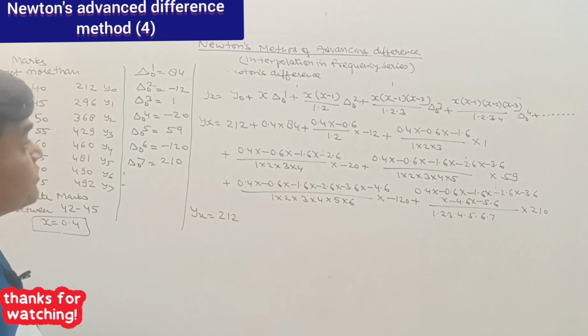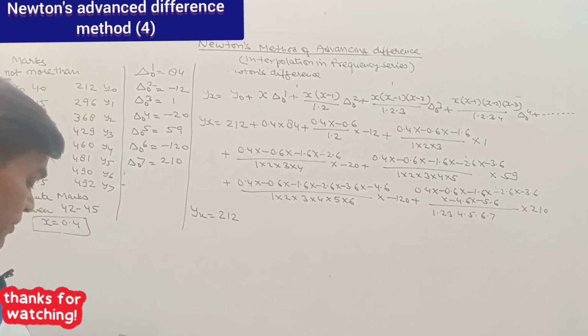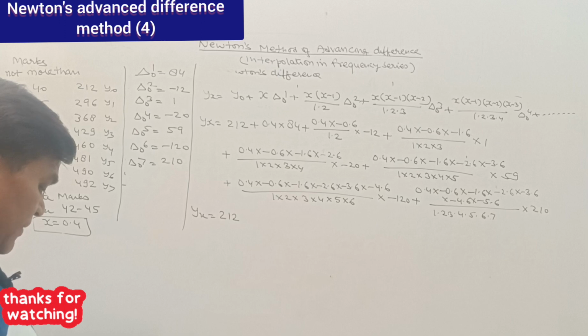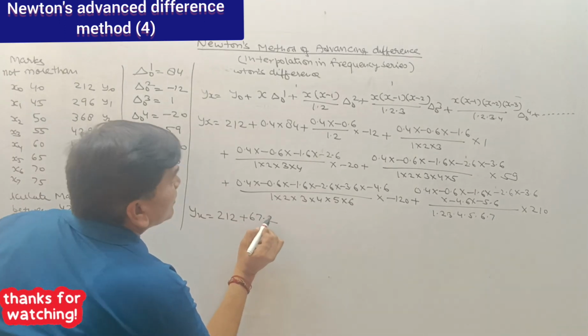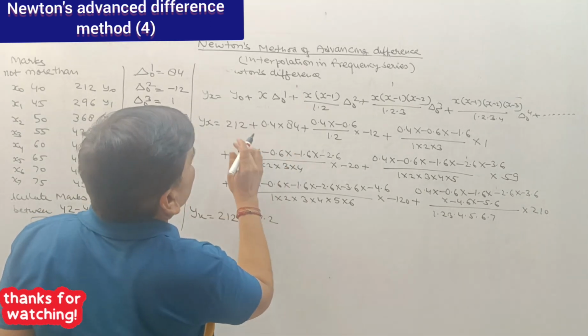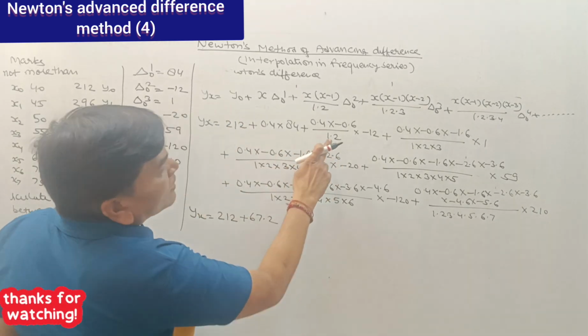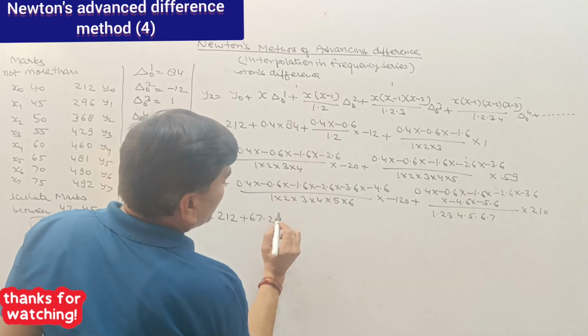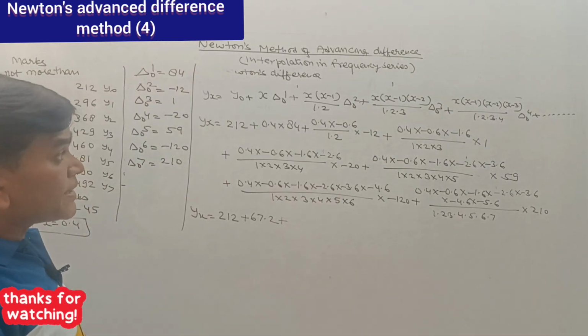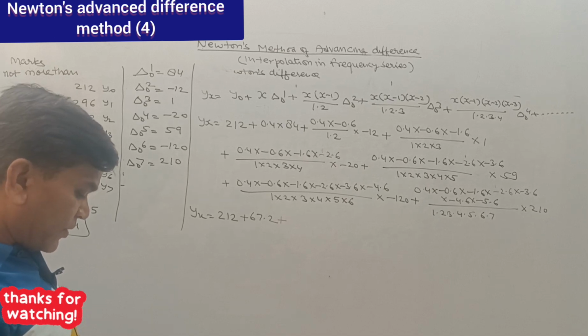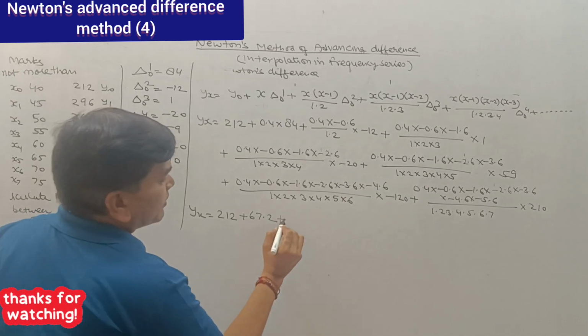212 first value. 0.4 multiply 84, so value is 67.2. Now come to this. 2 minus, so the value will be plus. 0.4 multiply 0.6 multiply 12 divided by 2. 1.44.